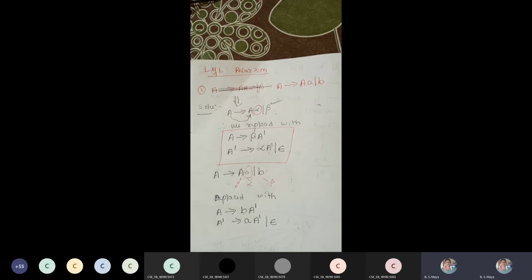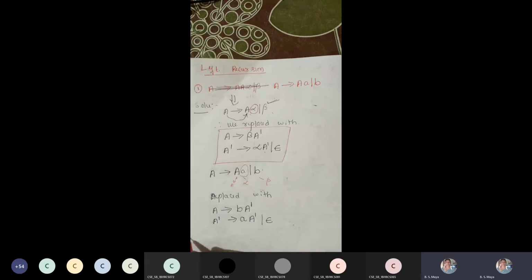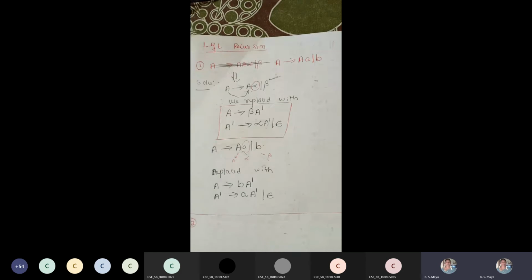If the grammar derives A a R b, it has left recursion and is replaced with A derives B into A dash, A dash derives a into A dash or epsilon. Any doubt? I will do some problems, then it will go into your head. Second one, you take that.